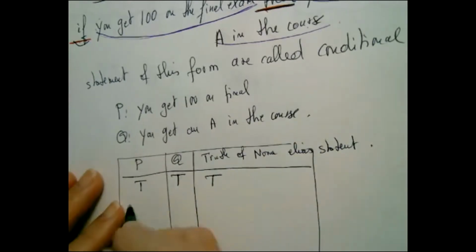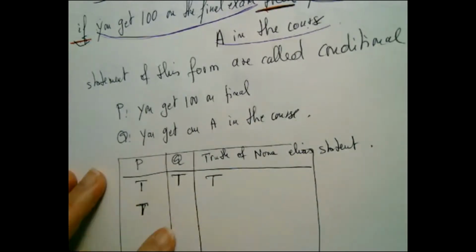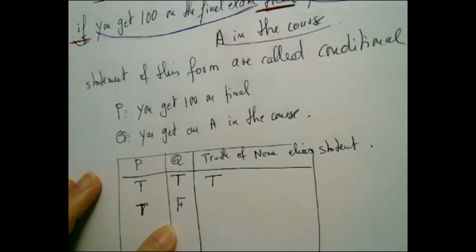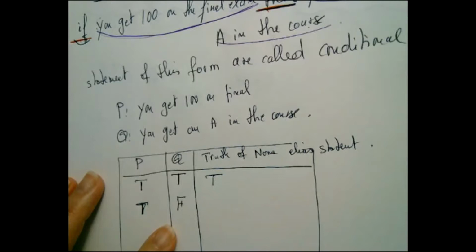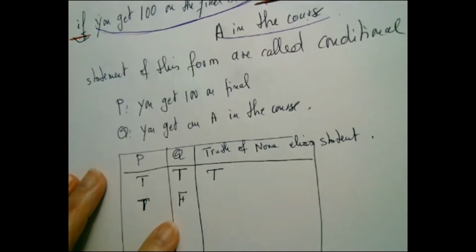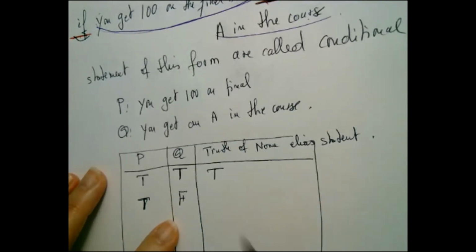Okay, suppose you get 100. I did not give you an A in the course. Is my statement a true statement or a false statement? False. False, absolutely.